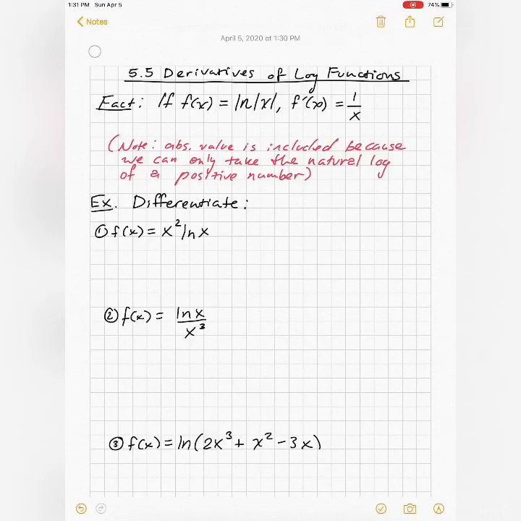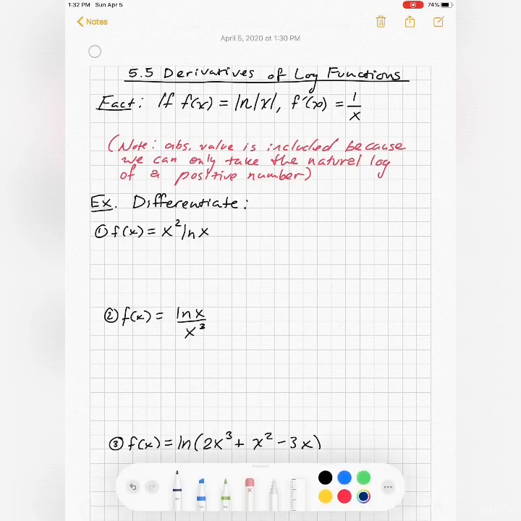Let's take a look at section 5.5. So we talked about derivatives of exponential functions. So now we're going to look at derivatives of logarithmic functions. So again, we start out with a fact here. So we know for our ln of x, the derivative is 1 over x.